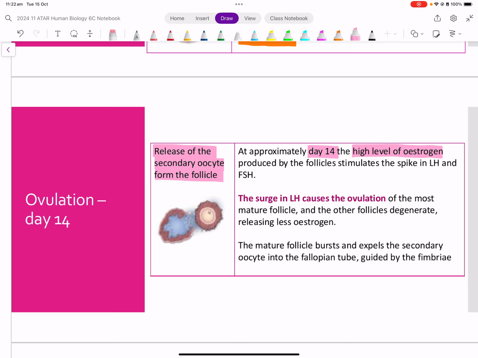And what it does is it stimulates a spike in the level of luteinizing hormone and follicle stimulating hormone. That surge or that spike in the amount of luteinizing hormone is what causes the ovulation of the mature follicle. And while that follicle ovulates, while it bursts, the other follicles begin to degenerate. And this means that they are going to release less estrogen. Now, as that mature follicle bursts, it gets rid of the secondary oocyte, which is caught by the fimbriae, and they guide that secondary oocyte into the fallopian tube.